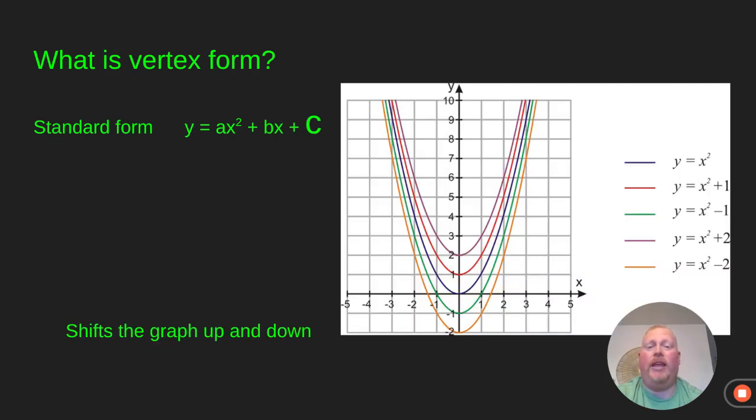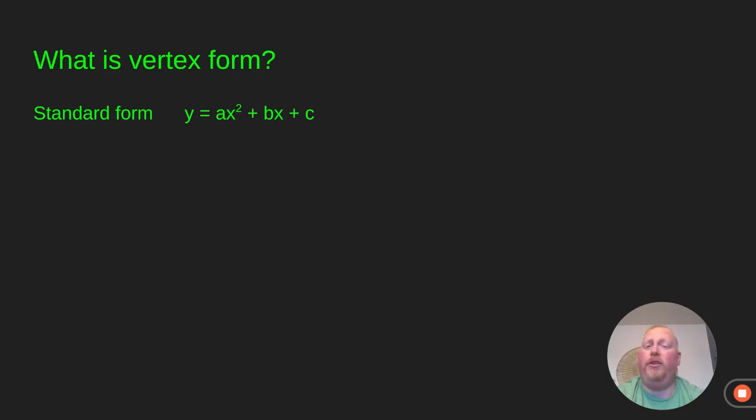And then the c value takes that parabola and moves it up and down. And that is a direct relationship. If it says the c value is plus 5, then the parabola shifts up 5. If the c value is negative 2, it shifts down 2. Okay, so that's a little bit of review for you. But let's talk about vertex form.